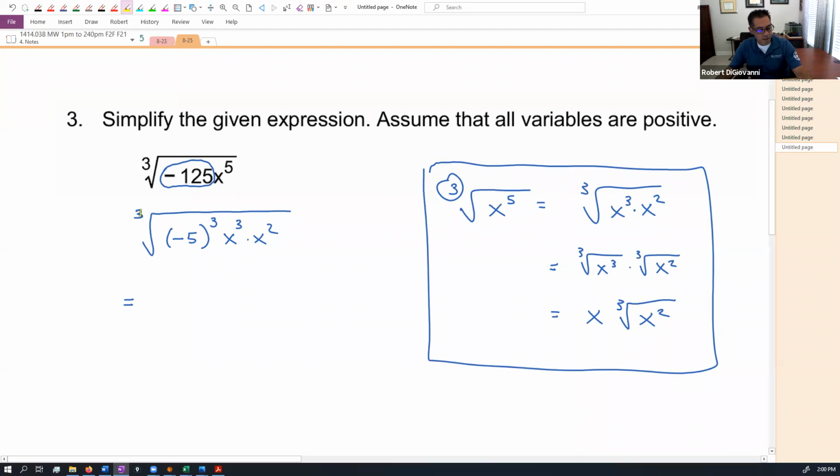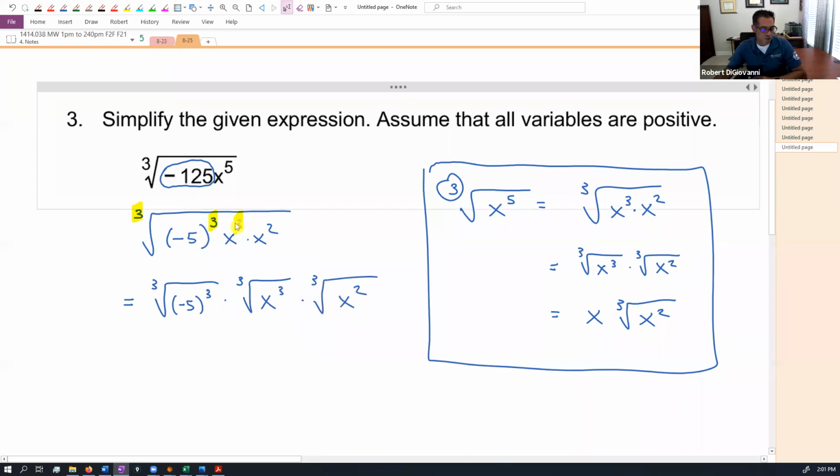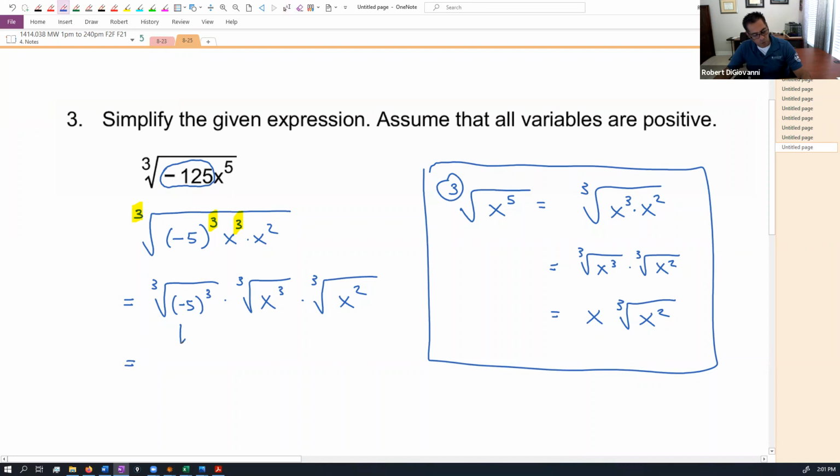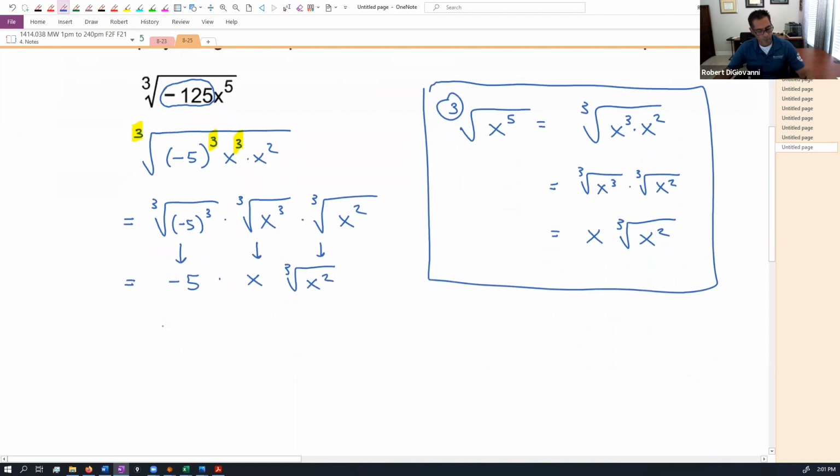Now, anytime I see the cube here, cube here, cube here, that means that this can be broken up into different cube roots. You don't have to do the step, okay? I'm just trying to show as much detail as possible here. So I'm splitting this cube root into 3 different cube roots. And now this first one is -5. This one is just x. And this last one you can't do anything with, so it's cube root of x squared. So that's our final answer here.